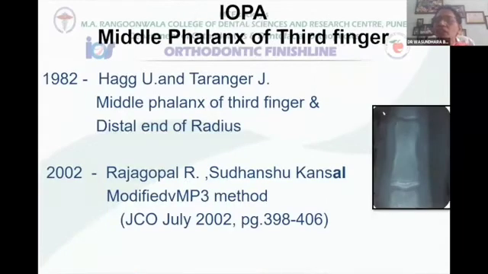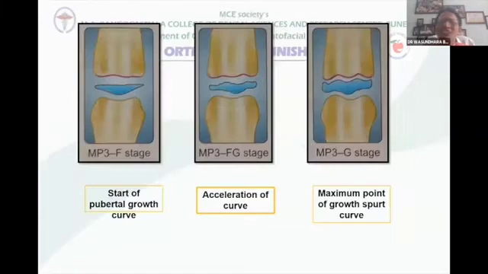Then the middle phalanx of the third finger, which is now a very routine, a very convenient method, because you take the radiograph on an IOPA film, and this has been given by Hagg and Taranger and later modified by Rajagopal and Kansal. And this is routinely followed in most of the practice and in the institutions. And the FG stage of it, where the epiphysis is equal to the diaphysis, that's the stage of acceleration. So this is the best time to catch hold of the growth over here.